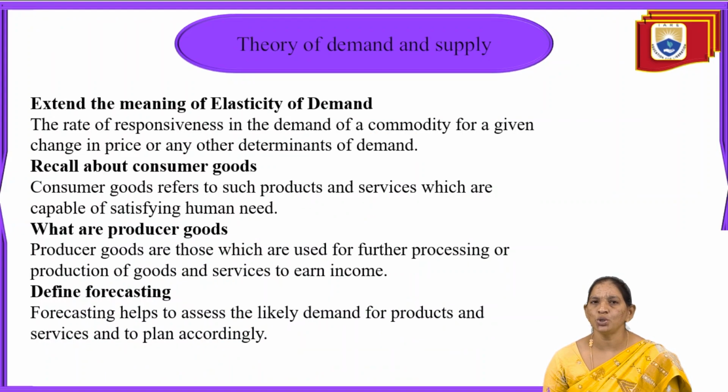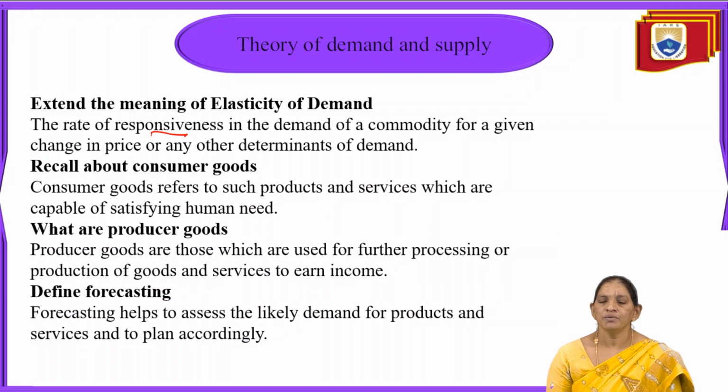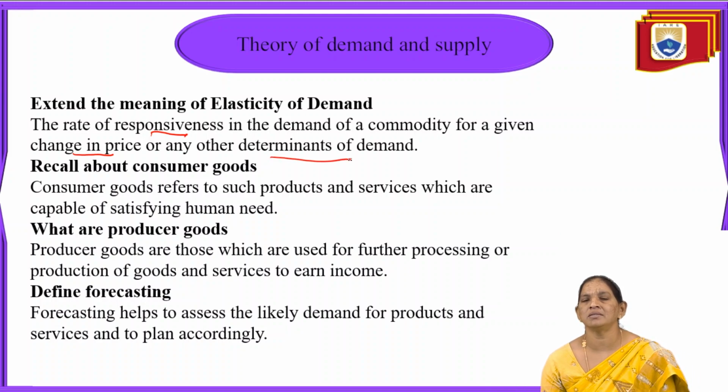Explain the meaning of elasticity of demand. Elasticity of demand is the rate of responsiveness in the demand of a commodity for a given change in the price or any other determinants of demand. That means a change in the demand when we compare the earlier demand and now, due to a change in the price or its other determinants, like income, consumer taste and preferences, complementary goods or substitute goods. The change in demand takes place, or we are able to change the demand by changing its price or determinant.